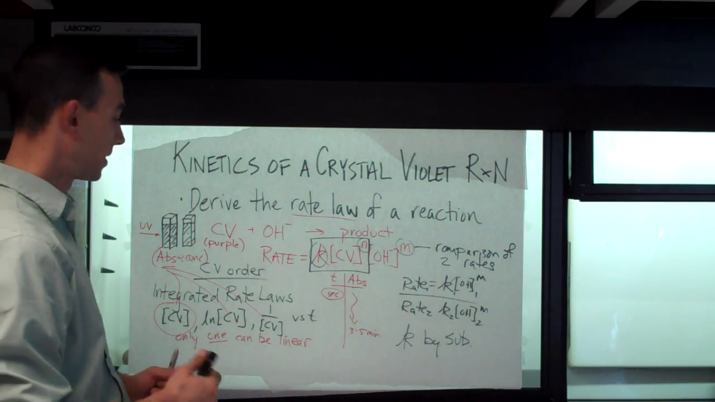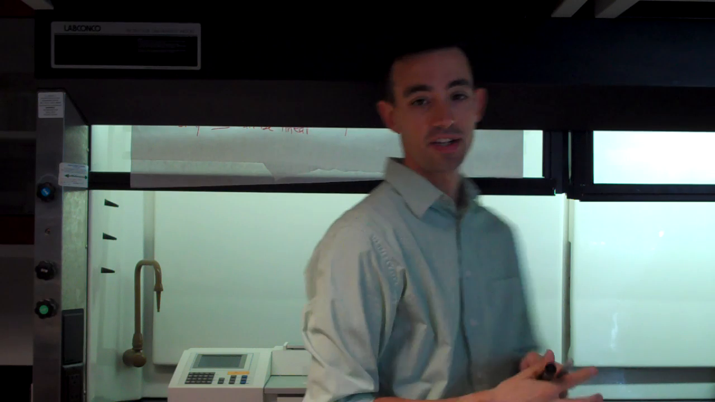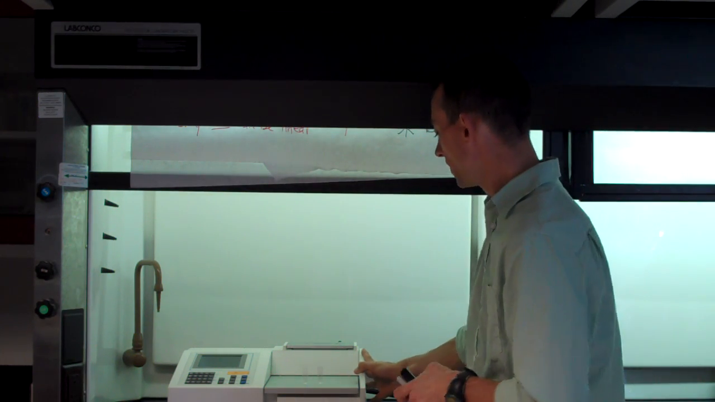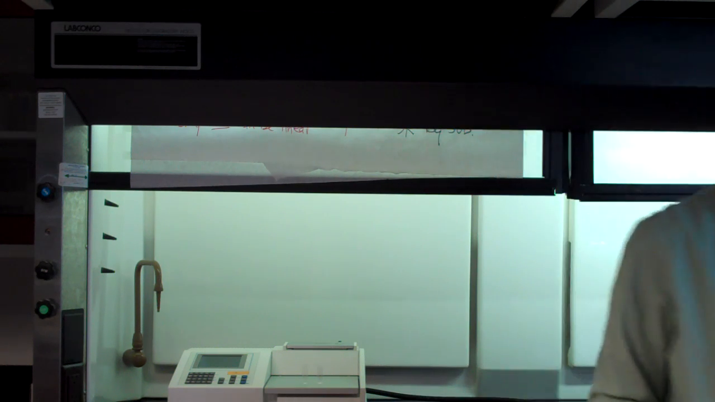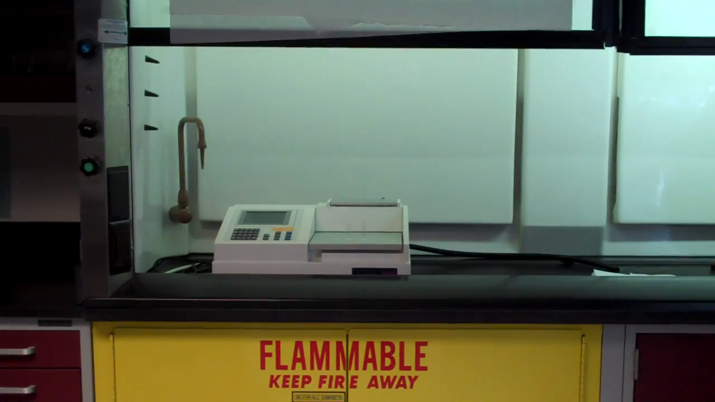As far as the equipment that we're using today, I'm going to slide up the sash here. We're going to use a UV vis spectrometer. Let me zoom in a little bit so you can get a better view of the UV vis spectrometer.